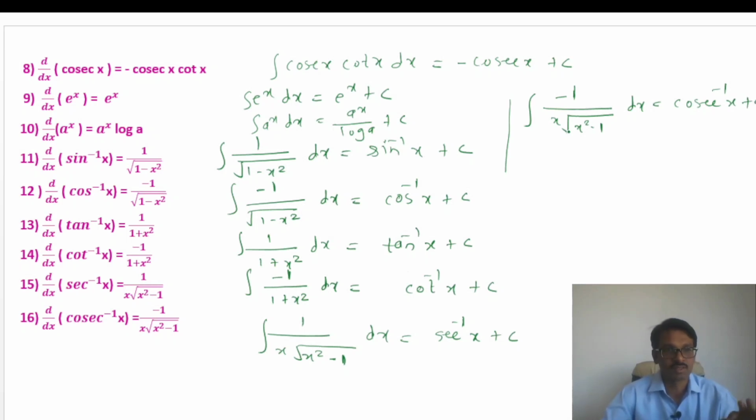This is the standard formulae of integration. We will solve different problems on the basis of these standard formulae.